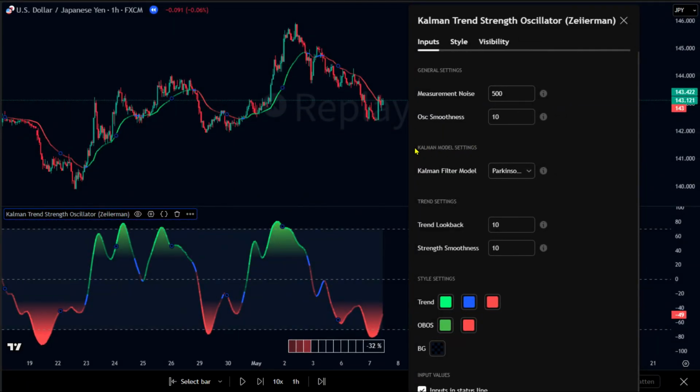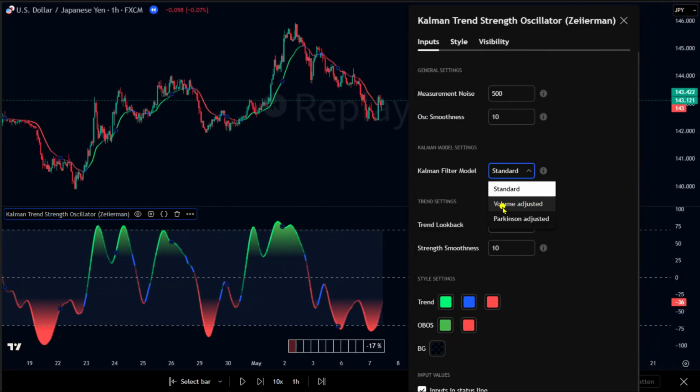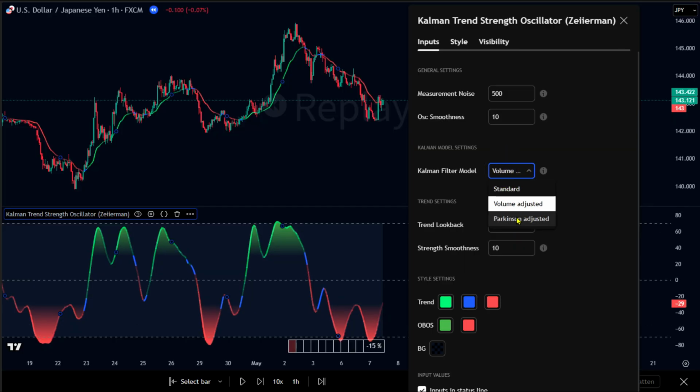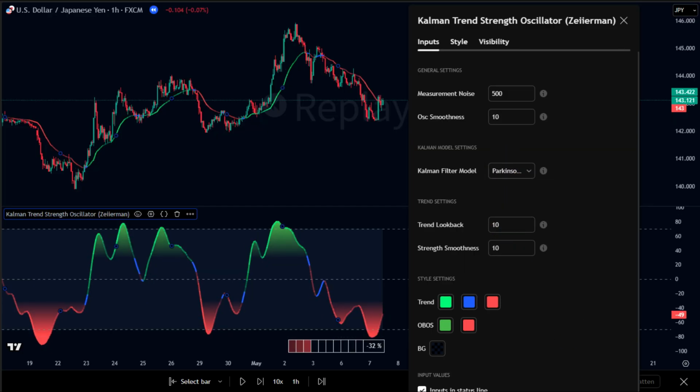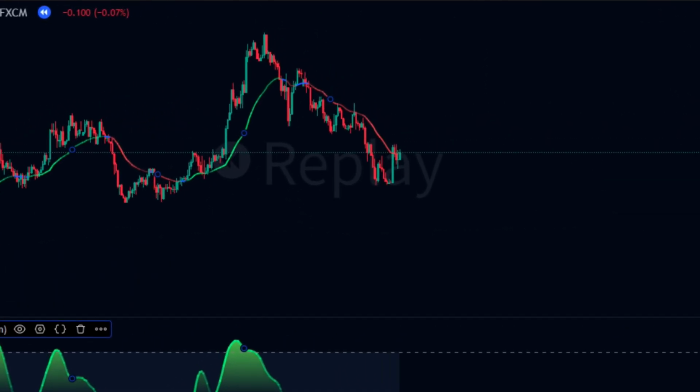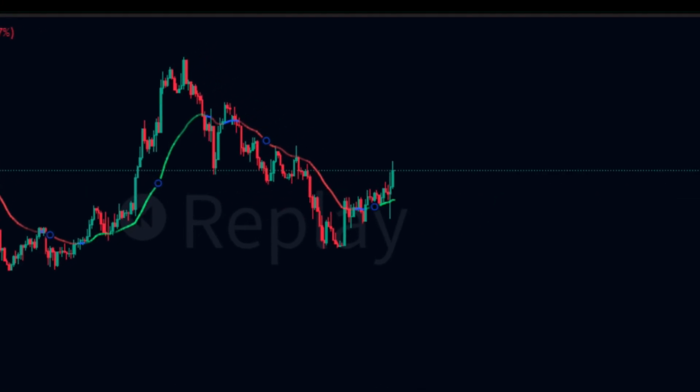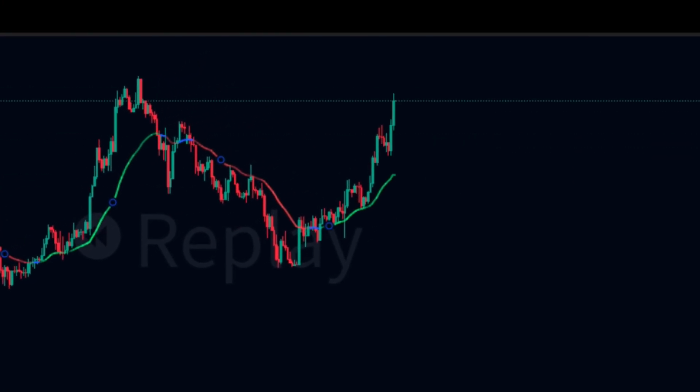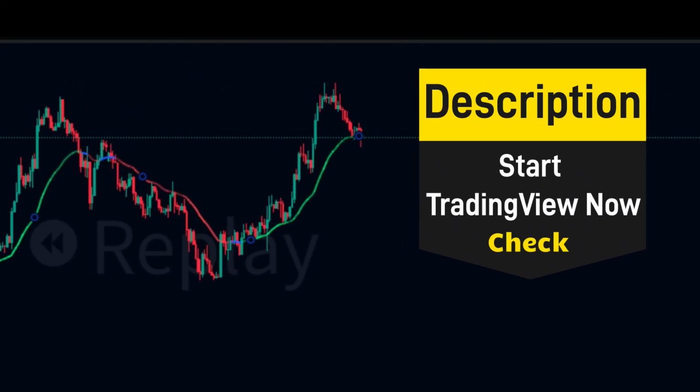Second, the model switching function. In addition to the standard model, it includes a volume-based model and the Parkinson model, which adapts to volatility. You can optimize it according to market conditions. It doesn't predict the future, but it does let you measure current momentum with data.